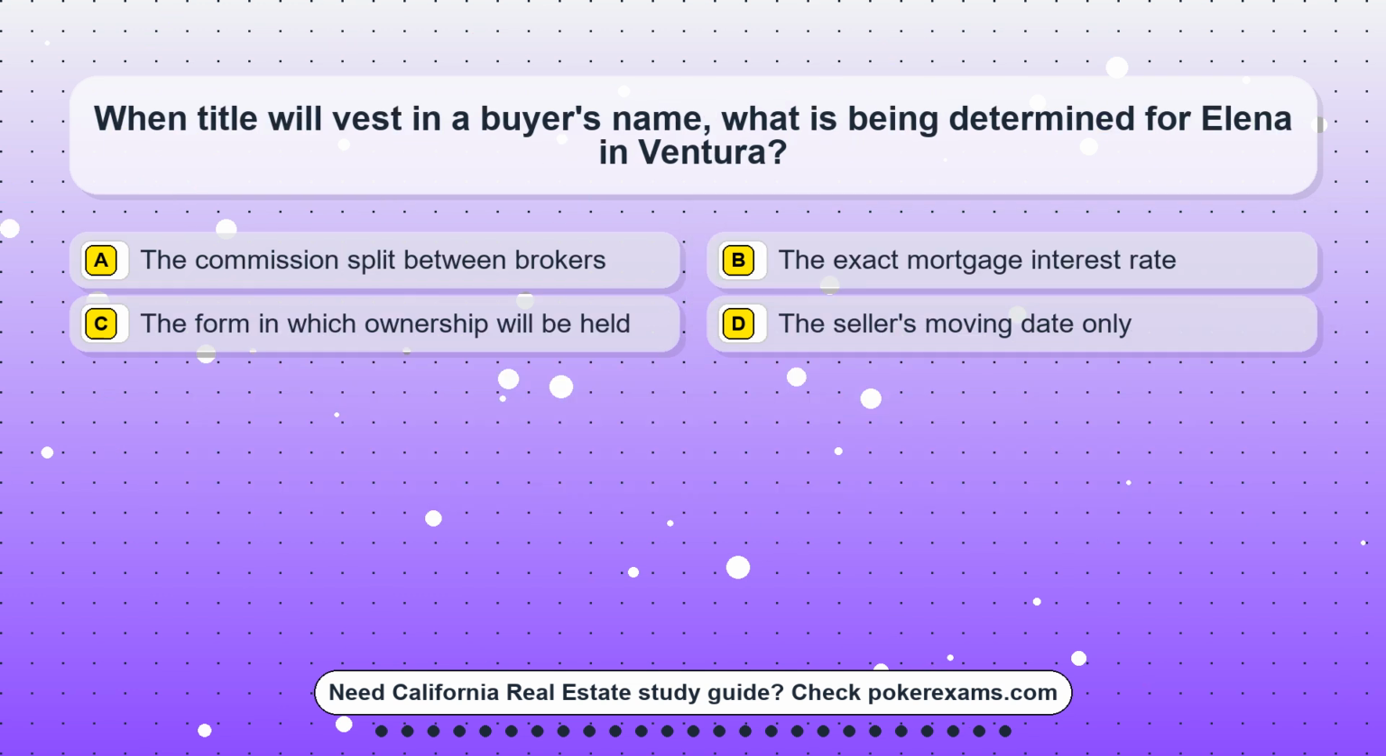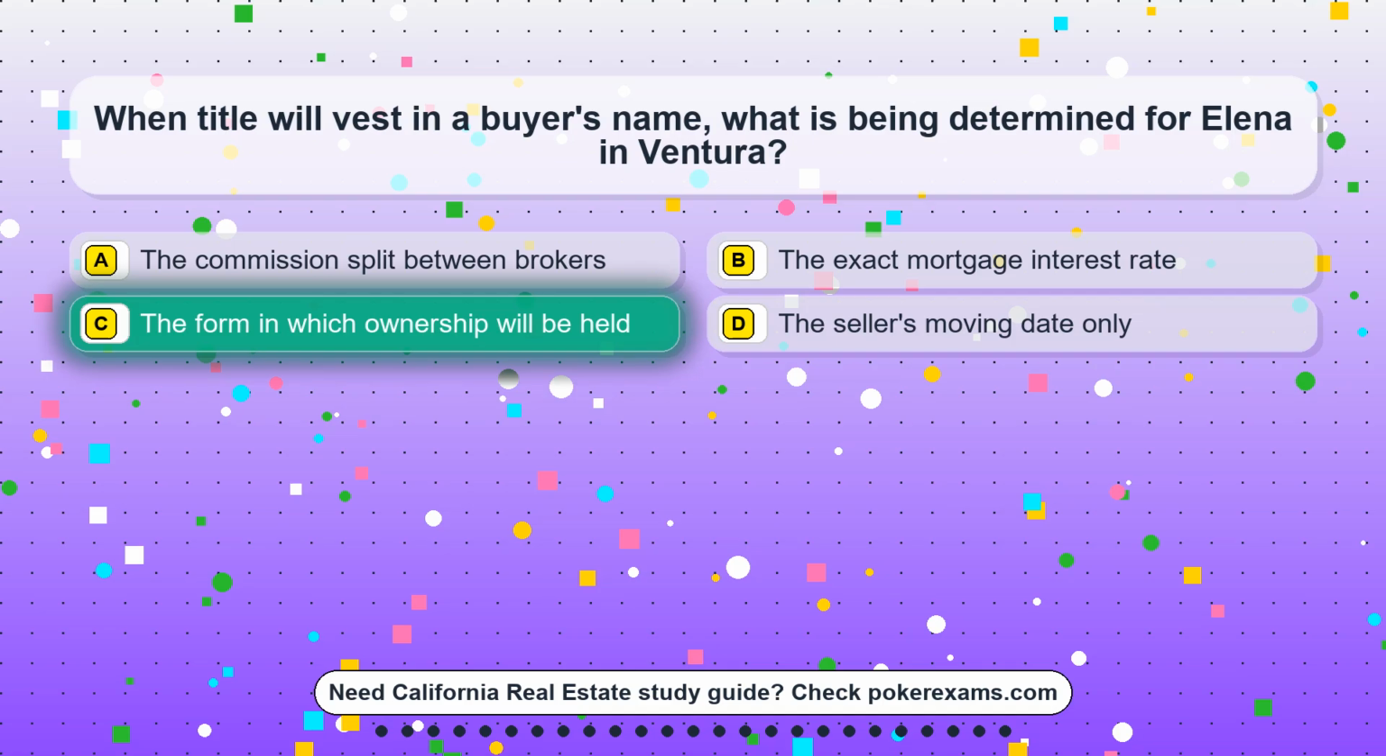Question 8. When title will vest in a buyer's name, what is being determined for Elena in Ventura? Option A. The commission split between brokers. Option B. The exact mortgage interest rate. Option C. The form in which ownership will be held. Option D. The seller's moving date only.